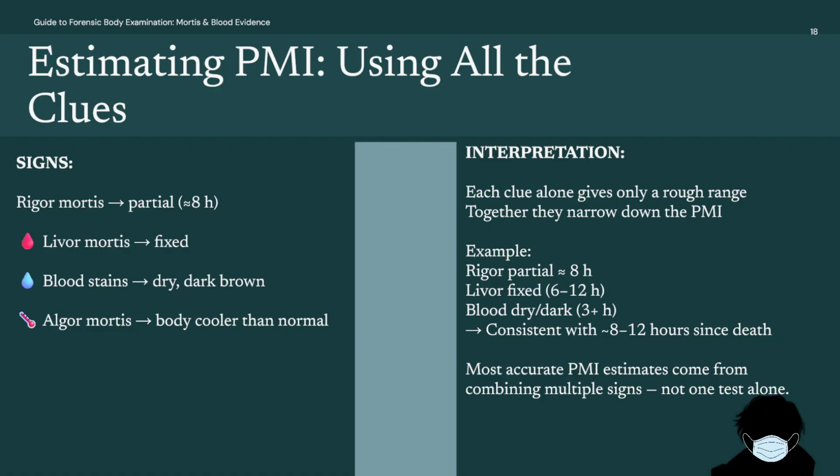So in rigor, it's 8 hours. In livor, it's 6 to 12 hours. When the blood dried, it's 3 plus hours. And as you combine all the information, it's consistent with the 8 to 12 hours since death mark. So the most accurate PMI estimates come from combining multiple signs, not one test alone. And this would be even more specific if weight was involved.